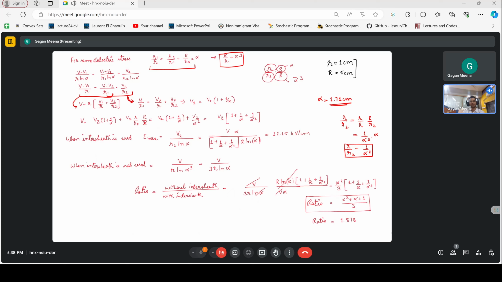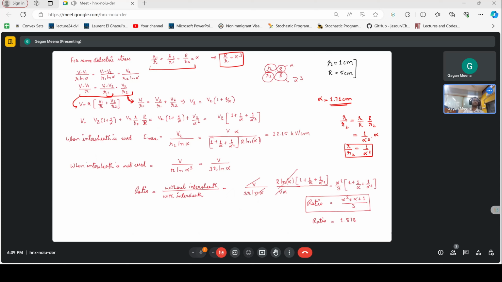So this ratio is entirely dependent only on alpha, which is the ratio of capital R by small r. So this is 1.878.